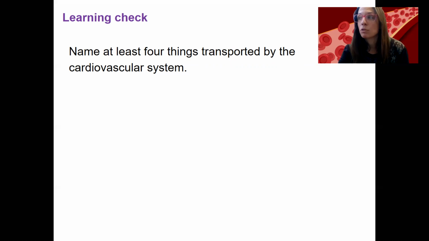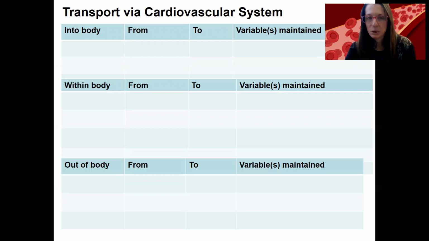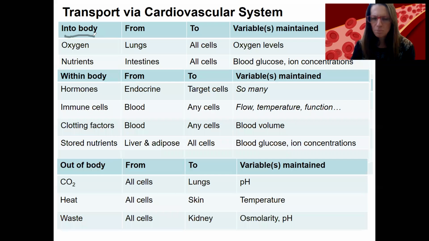Okay, I'm going to go over this in this table. This is one way to break down transport in the cardiovascular system. This is a table that kind of makes sense to me for breaking down transport for things that go into the body. Oh my gosh, I did it again. Okay, we'll just do it with this.